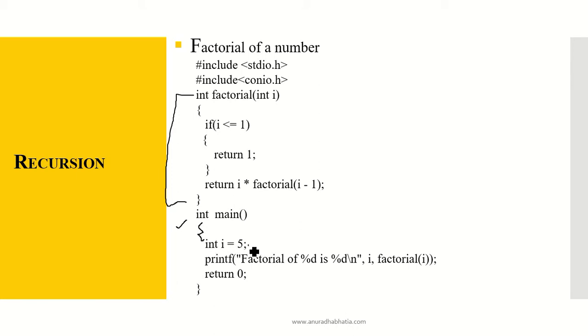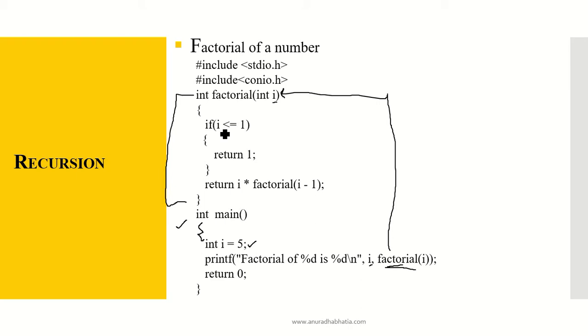int i is equal to 5, which means that I need to find out the factorial of the number 5. printf factorial of %d is %d. Here is the variable whose factorial I need to find, and this is one way of calling a function. So I say factorial of i. As this function name is written over here, the call to my function is given, and the value of i is passed on to this particular function definition. So i gets a value of 5.